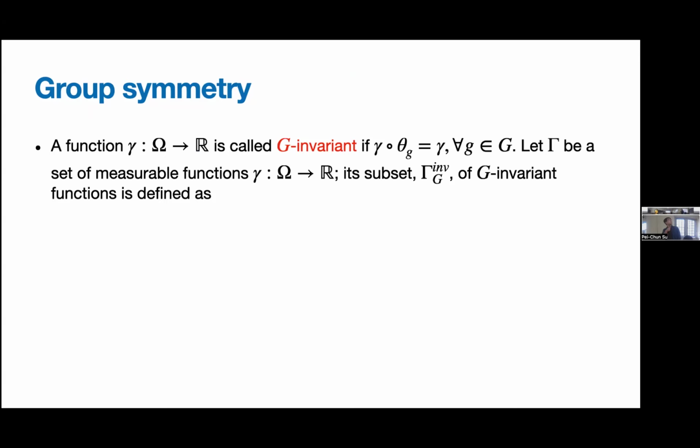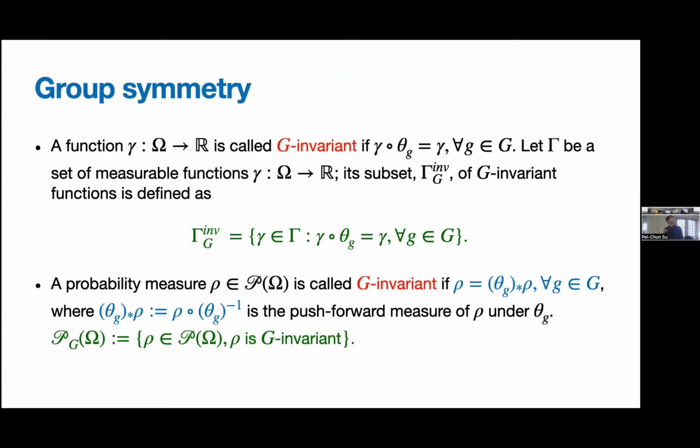Given the notion of group symmetry, we can provide a notion of G invariance. We say a function is G invariant if the function composed with any group action is the function itself. Given an arbitrary function class gamma, we denote by this notation the subset of all the functions within gamma that are also G invariant.